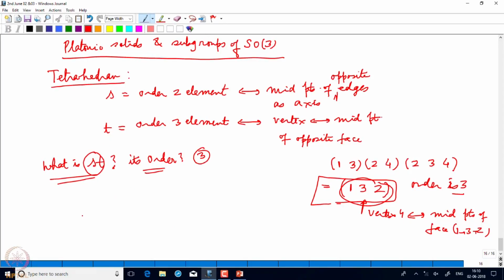So now consider the group G, which is generated by 2 elements S and T, such that the square of S is 1. These are relations, remember, generators and relations. T cube is 1 and ST cube is 1.